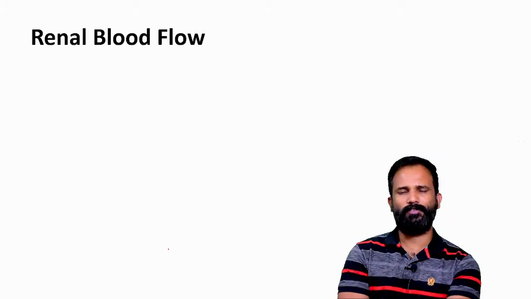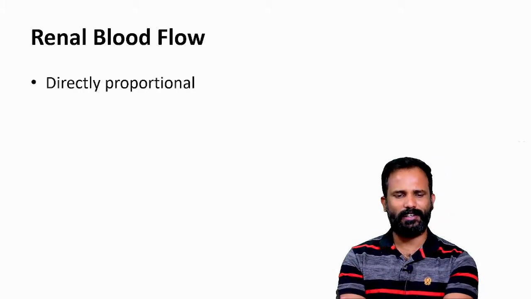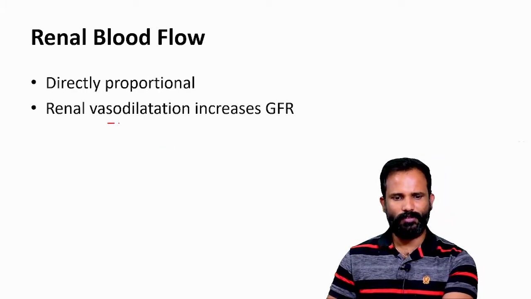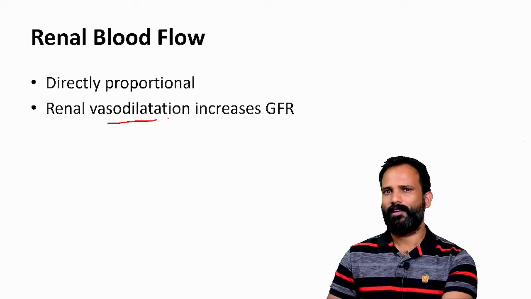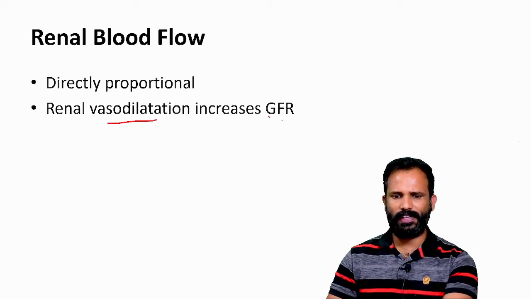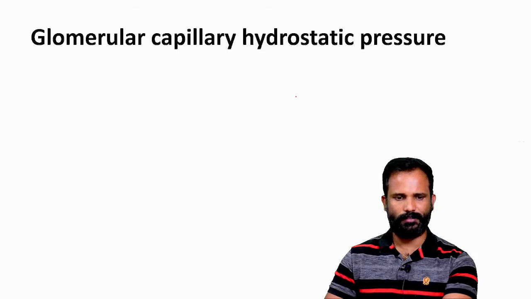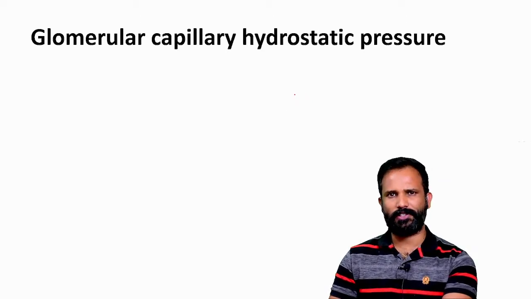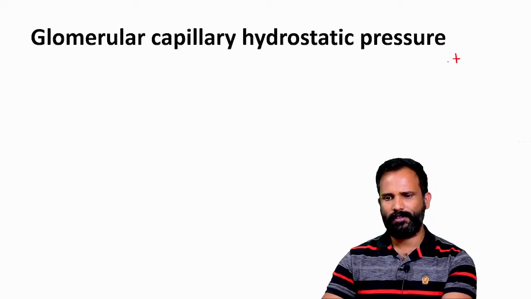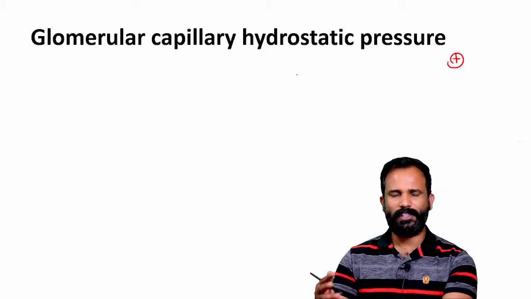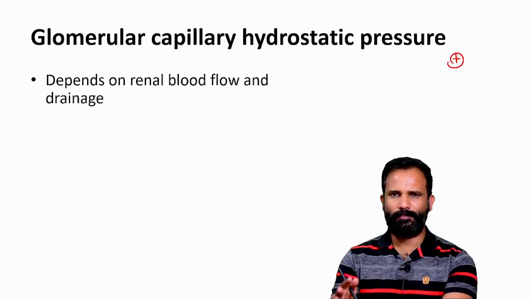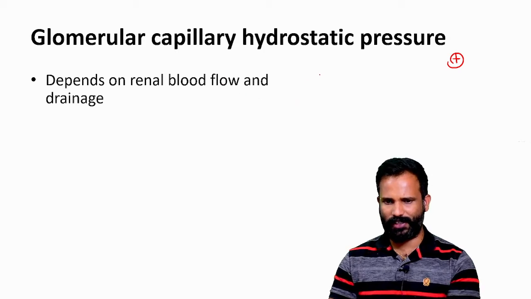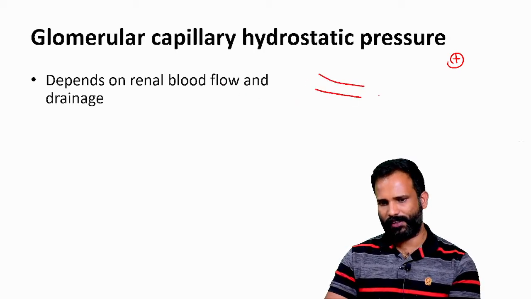So renal blood flow, as we already mentioned, is directly proportional. So vasodilation of afferent arteriole will increase GFR. Capillary hydrostatic pressure, definitely it is a plus. So it is dependent on blood flow as well as drainage. Okay, let us see here. This is the afferent arteriole and this is the efferent arteriole and this is the Bowman's capsule.